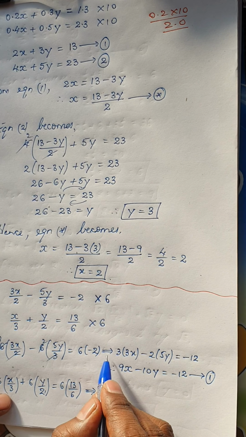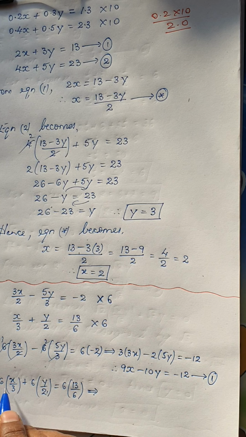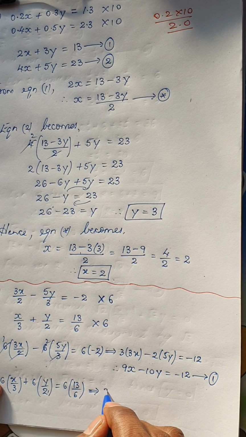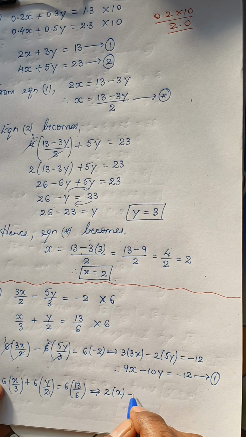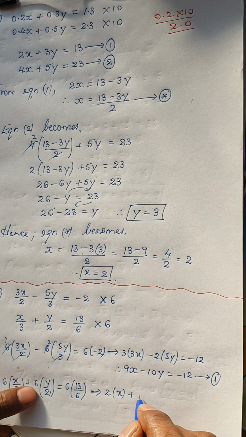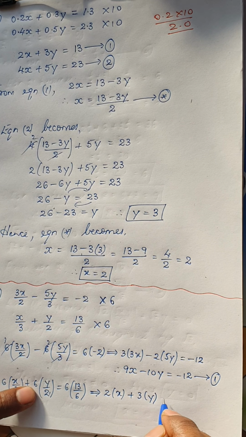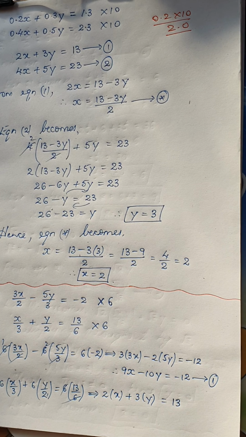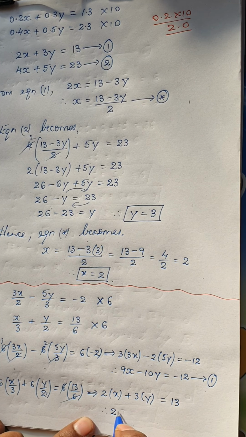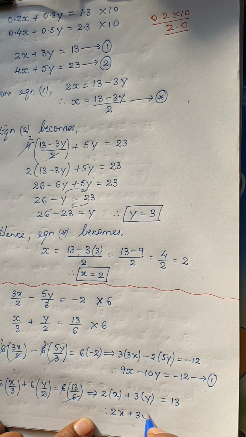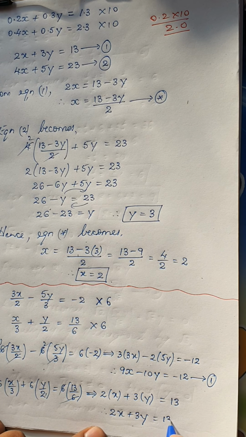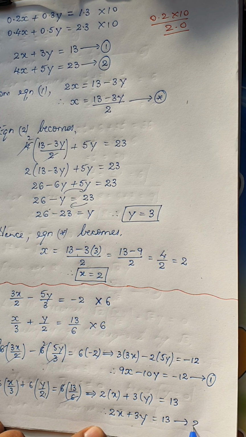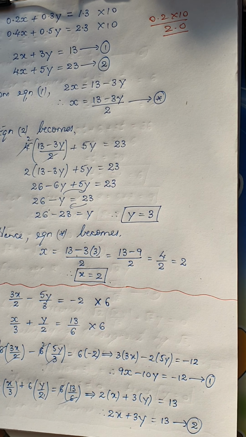So if you want to use it, then you have to use implies. Now 3 1s are 3, 2 2s are 4, so it will be 2 times x plus 2 3s are 6, which is 3 times y, nothing but... here 6 and 6 gets cancelled, you will get 13. Therefore, you can write 2x plus 3y is nothing but 13. Let me take it as equation 2.